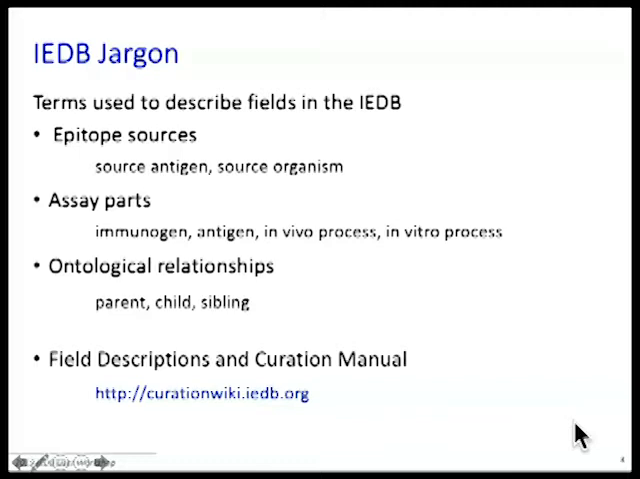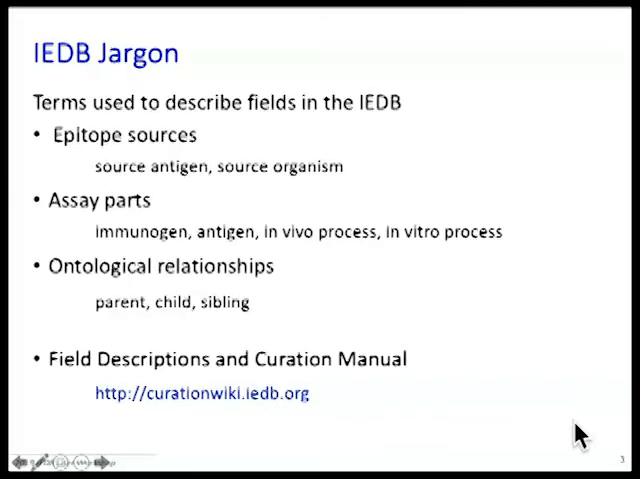And then we have in vivo and in vitro processes. So for us, an in vivo process is an exposure that happened in the living organism. So you had a disease or you injected an animal with something. And the in vitro is you may have taken, say, naive PBMCs, and then you put them in a plate with overlapping peptides to stimulate them. That was an in vitro process.